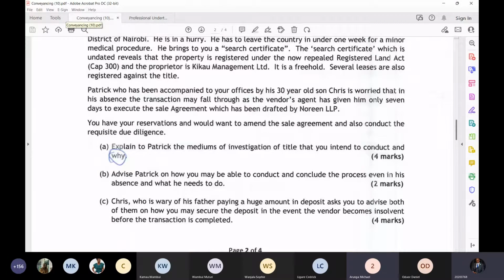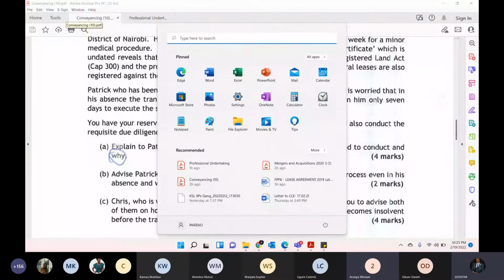Now we can go on to question number C. Chris is wary of his father paying a huge amount in deposit, and asks you to advise both of them on how you may secure the deposit in the event the vendor becomes insolvent before the transaction is completed. So someone, what is that?